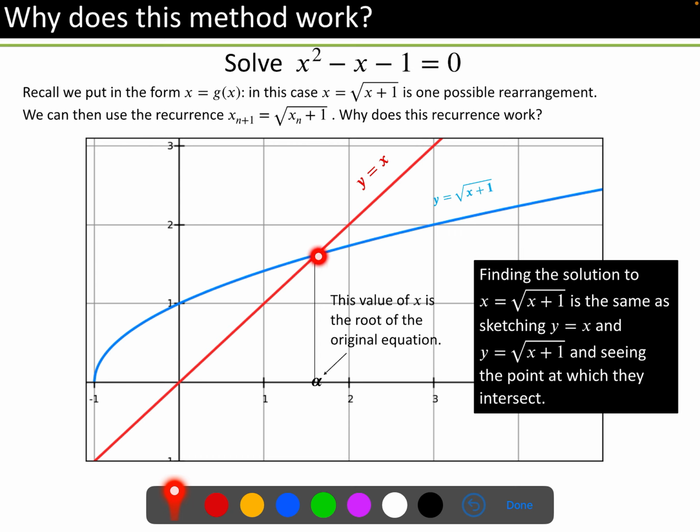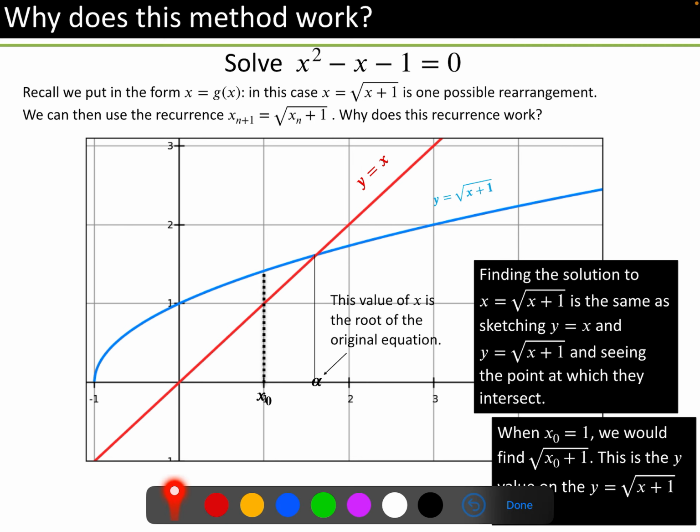This is a representation of the root, where this line and this line cross here. That will be a solution to the original equation. So we're going to do some reasoning by starting at 1, okay? So where does this come from? This comes from the question.